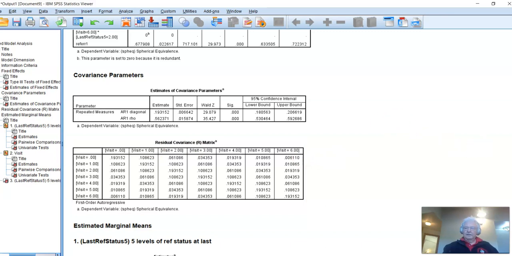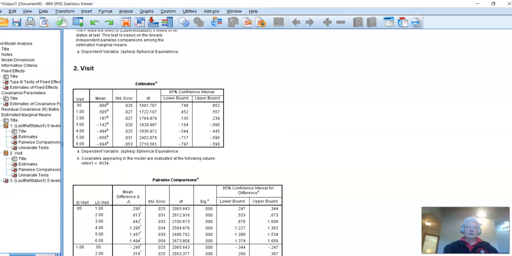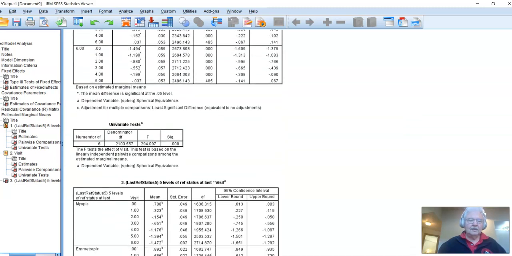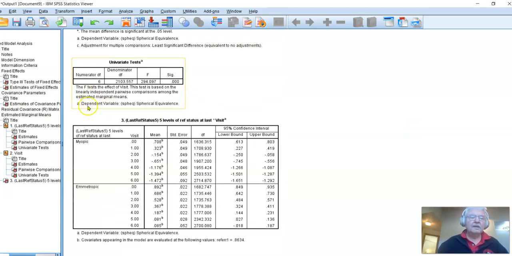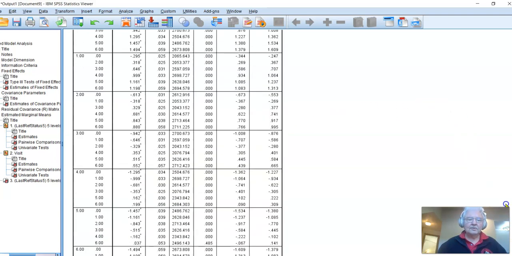All right, and then we come down and we see our visits. This is collapsed across refractive, so this is the overall mean for visits when it's both emmetropes and myopes. We don't use that too often. Somehow I missed refractive status. Where's that?